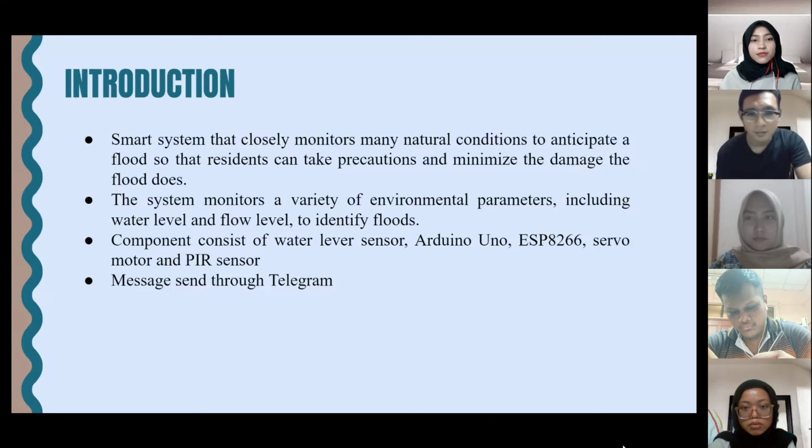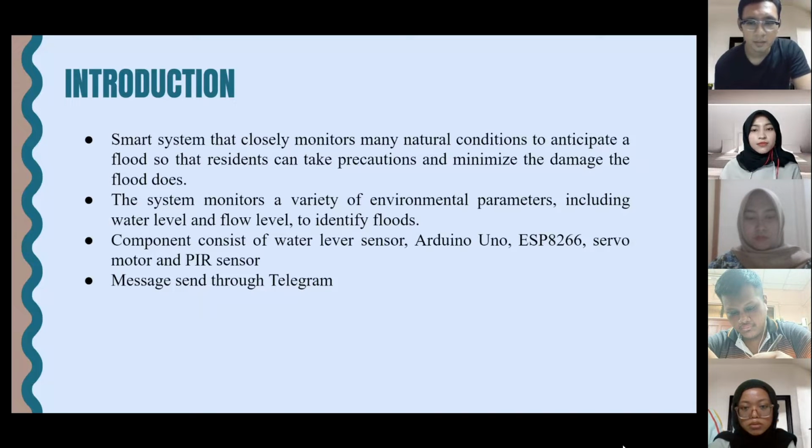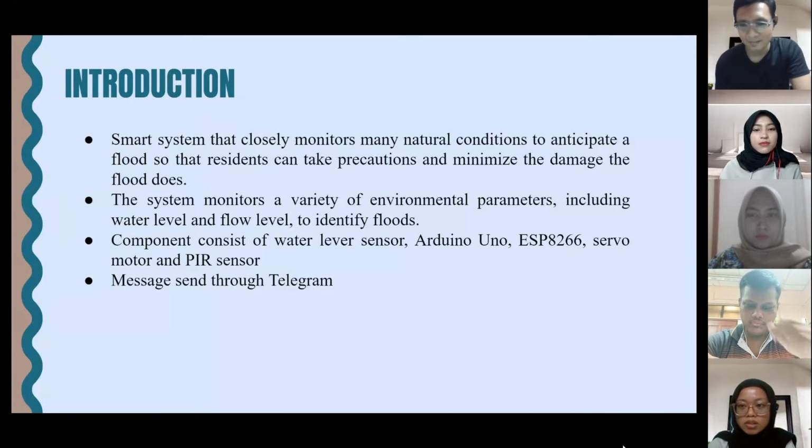For the introduction, this is a smart system that closely monitors many natural conditions to anticipate a flood so that residents can take precautions and minimize the damage the flood does. The system also monitors a variety of environmental parameters including water level and flow level to identify floods. Components consist of a water level sensor, Arduino Uno, Wi-Fi module ESP8266, servo motor and PIR sensor. Also some apps to receive notification such as Telegram.